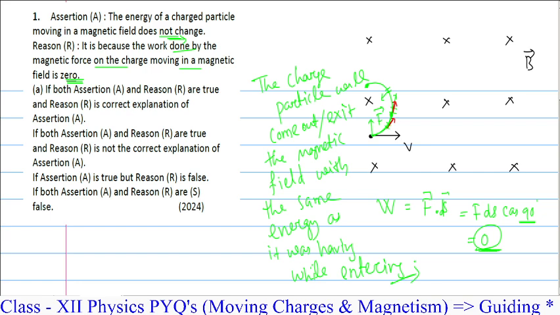So here in this particular case, both assertion is true and reason is also true, and reason is the correct explanation of assertion. So option A will be the correct one.